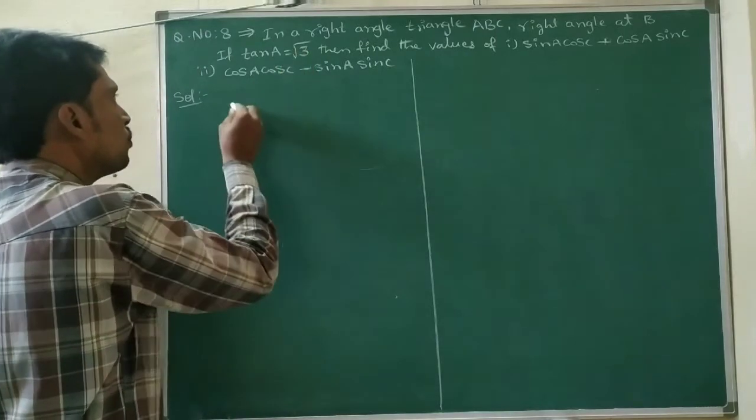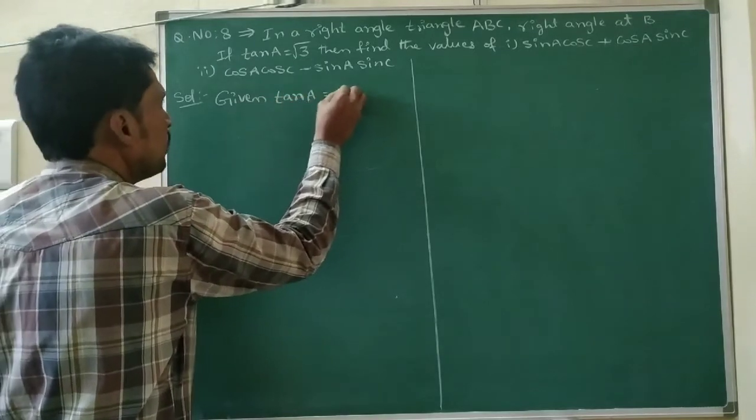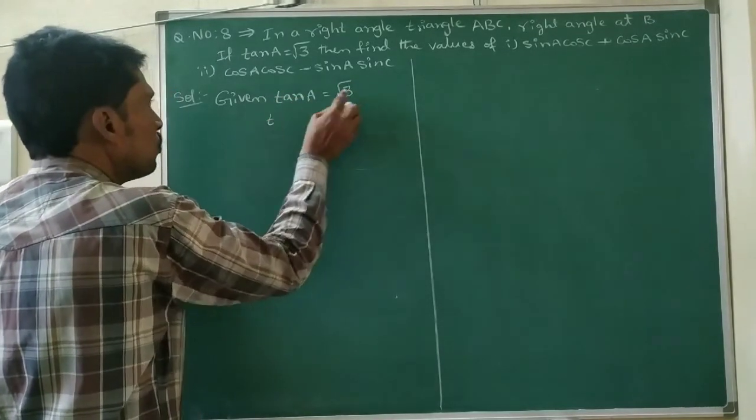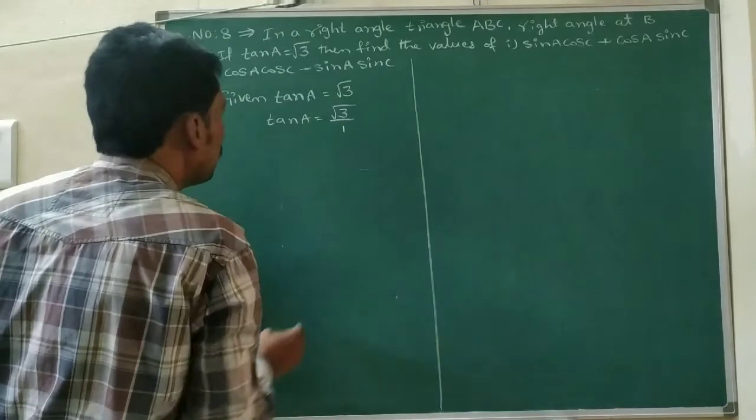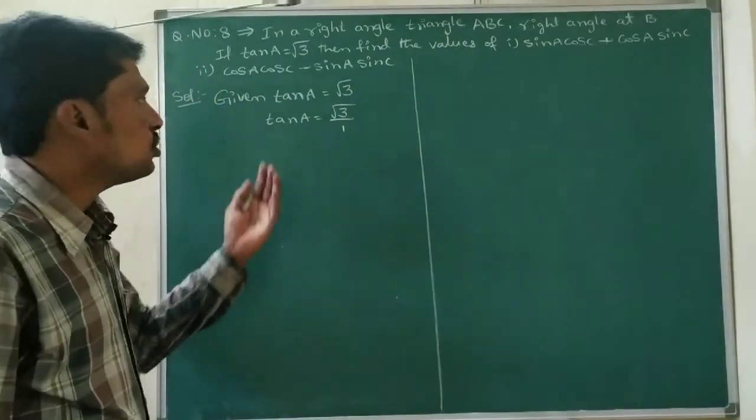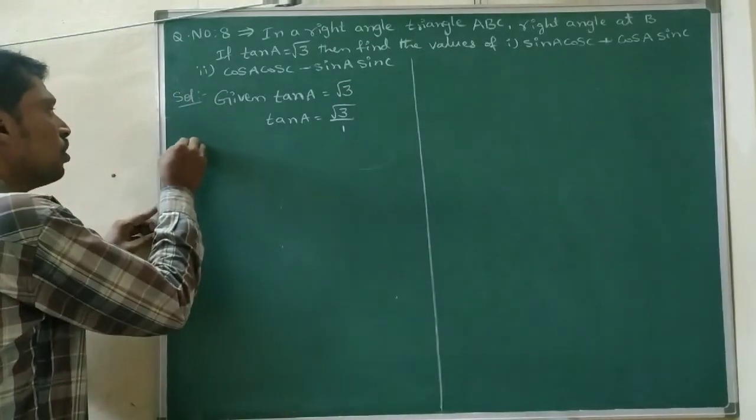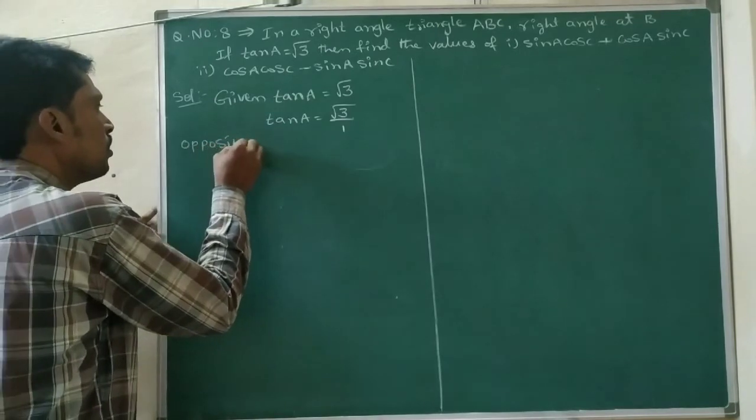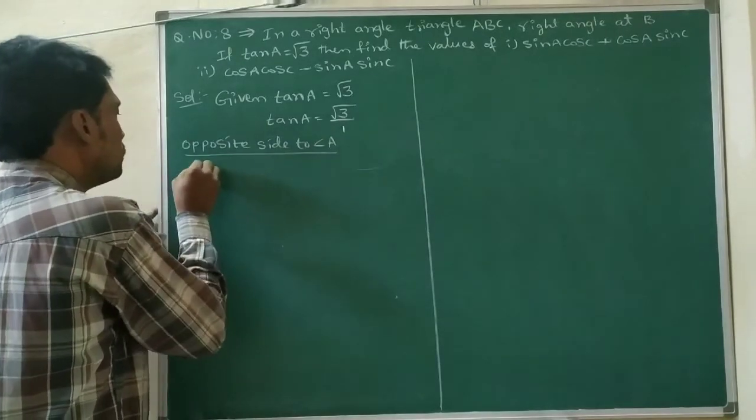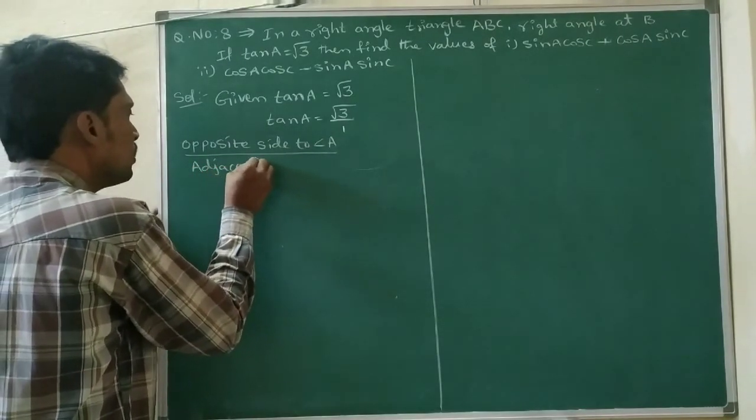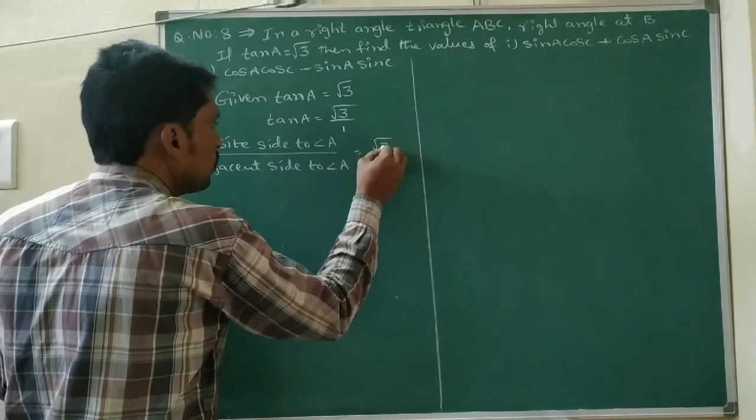Given tan A equals root 3, that one we can take. Given tan A equals root 3. Root 3 means root 3 by 1. So tan A equals root 3 by 1. So what is tan? What is the ratio of tan? Opposite side to angle A by adjacent side to angle A. Means that equals root 3 by 1.